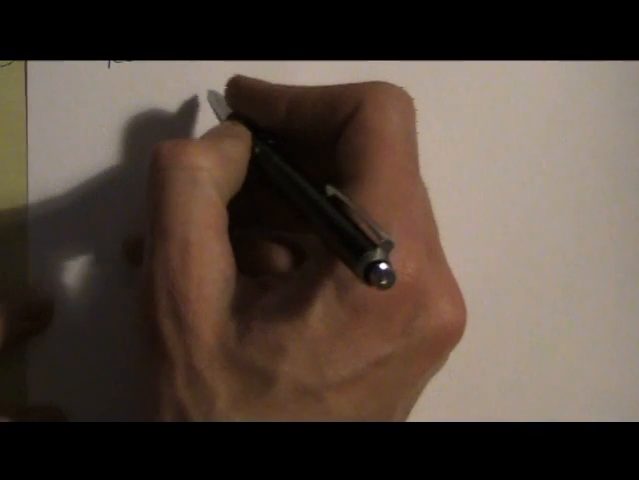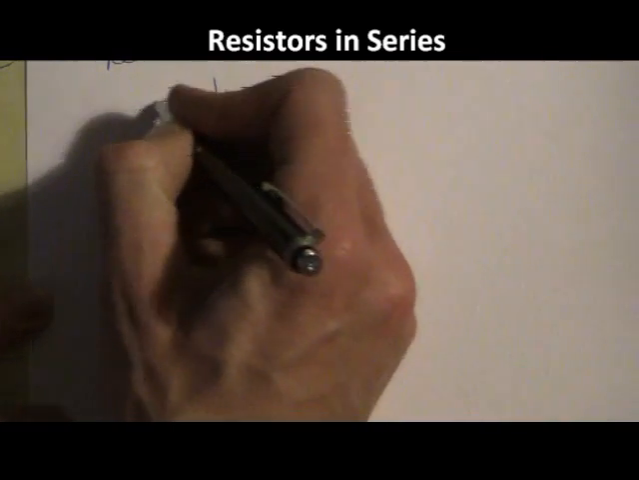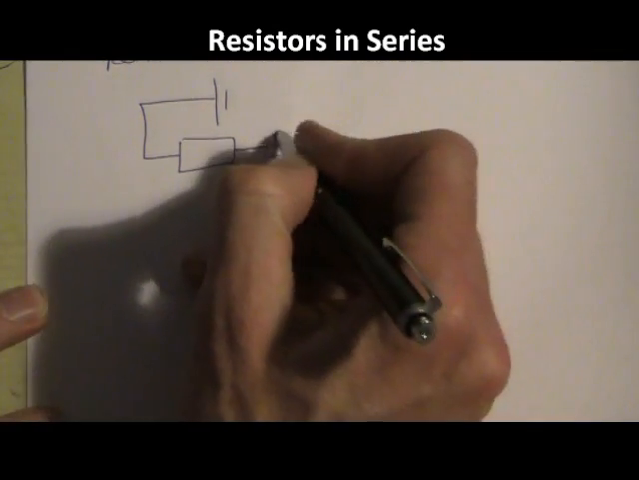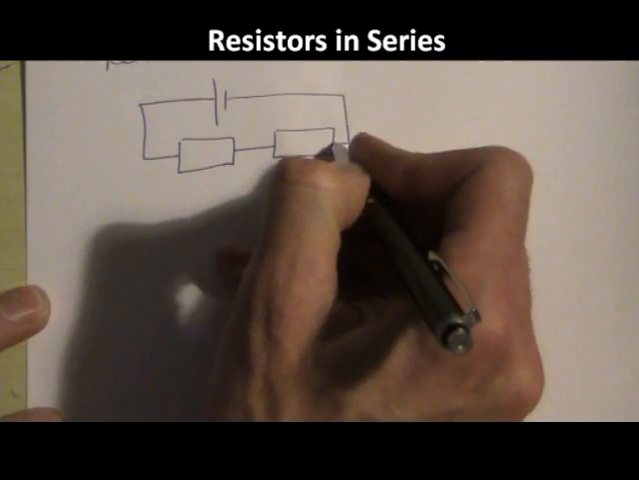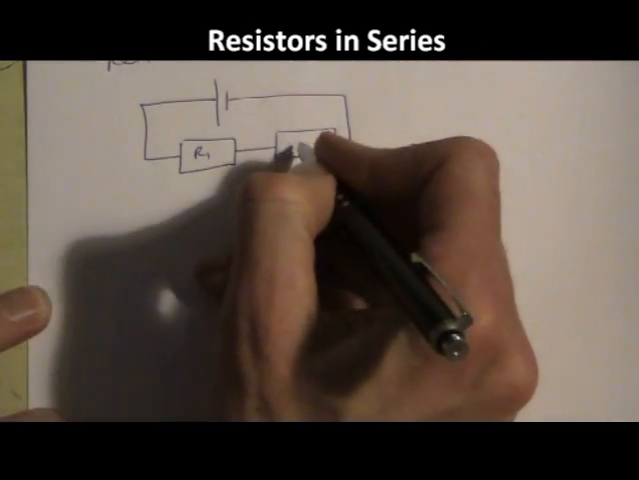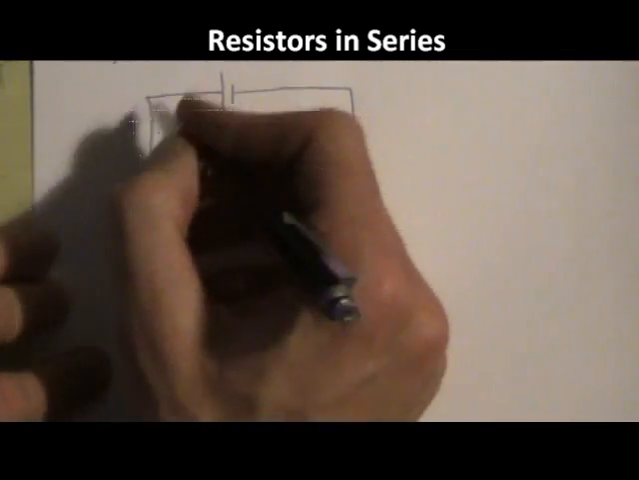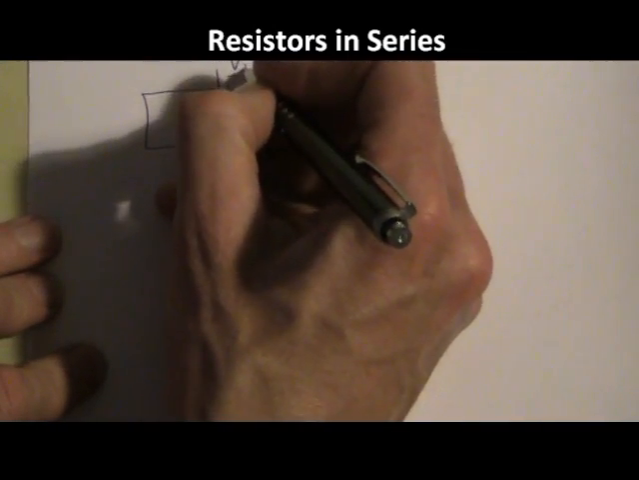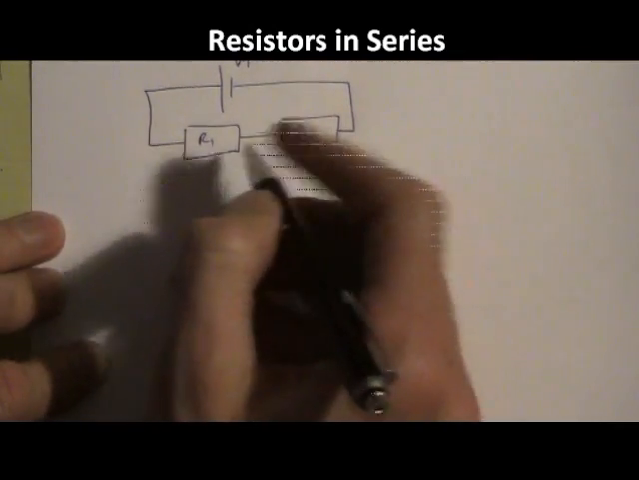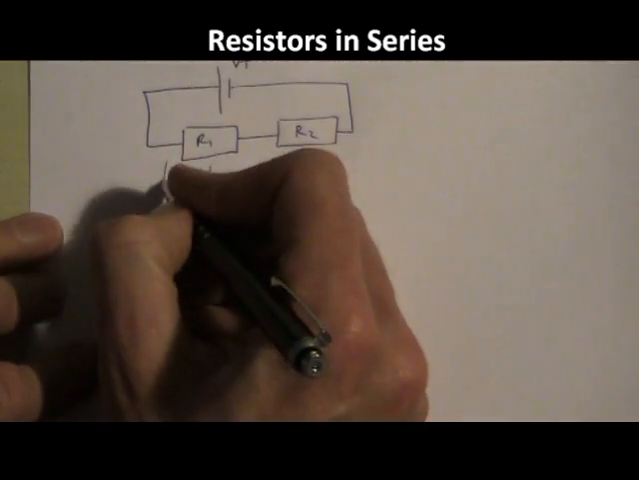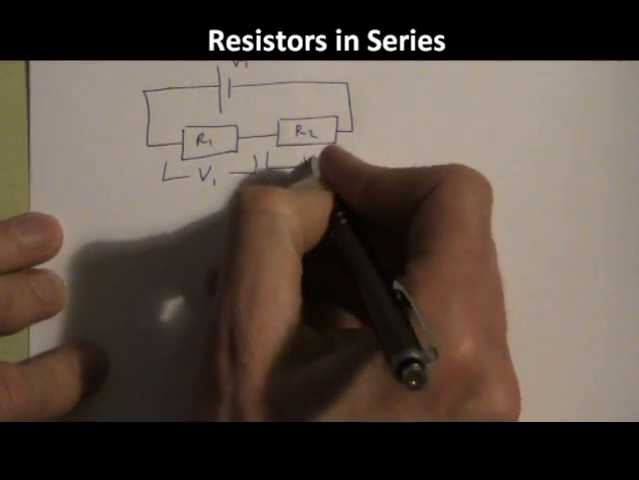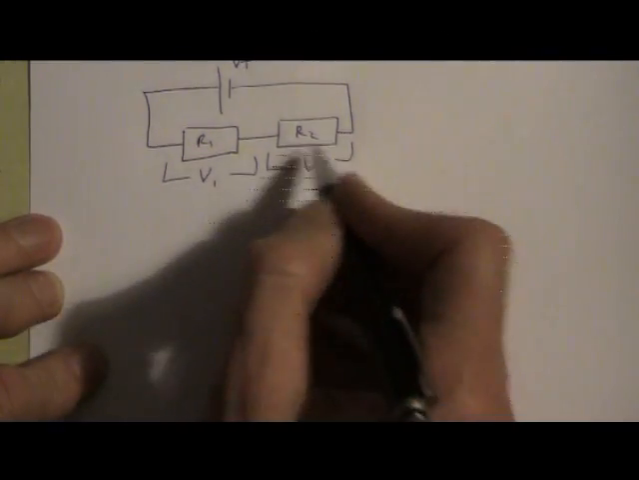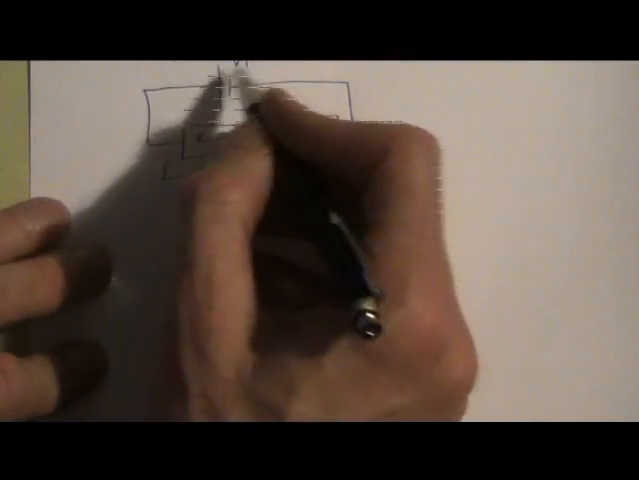Okay, resistors in series. There's our battery. We draw two resistors in series with each other, one after the other. Okay, we call this one R1, this one R2. Now, with a circuit like this, we know whatever voltage we have here at our battery, let's just call it the total voltage, it's divided up among these fellas. He's going to get some of it, we'll call it V1, and this fella here is going to get the rest of it. Okay, and we know that his potential difference plus his potential difference is equal to the total potential difference of the battery.